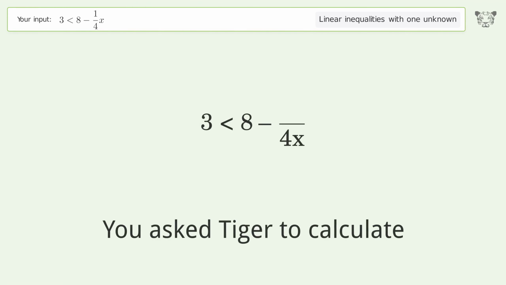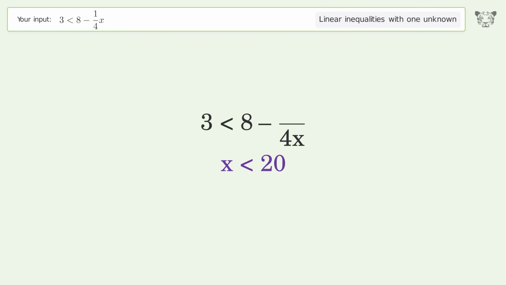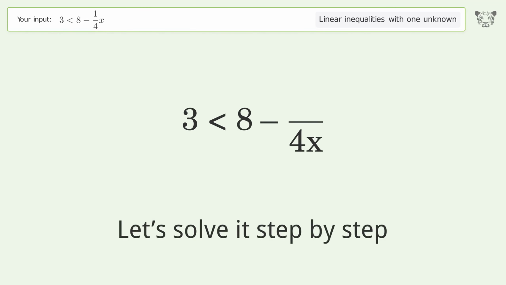You ask Tiger to calculate. This deals with linear inequalities with one unknown. The final result is x smaller than 20. Let's solve it step by step.